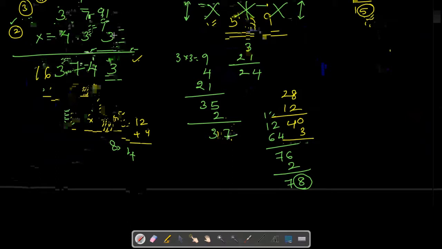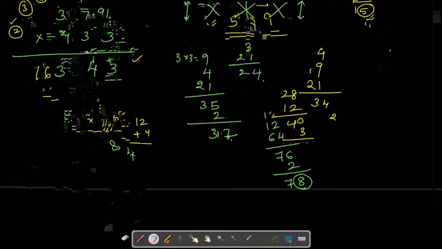1 times 3 is 3, 3 times 7 is 21, and 1 times 3 is 3, which becomes 24. So I take a 4 over here and 2 as a carry forward. And in the next step, what I'll do, 1 times 4 is 4, 3 times 3 is 9, and 3 times 7 is 21, which gives me 10 plus 4 is 14. 14 plus 1 is 34. 34 plus 2, which gives me 36. Sorry, it would be 36 over here.